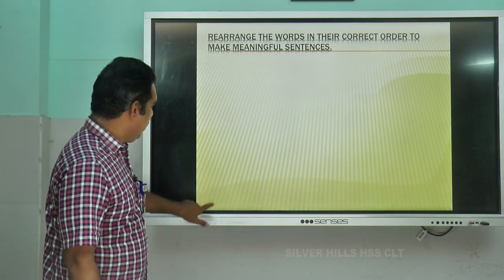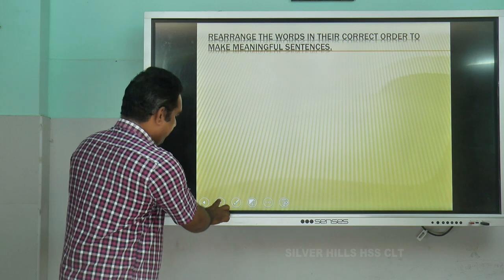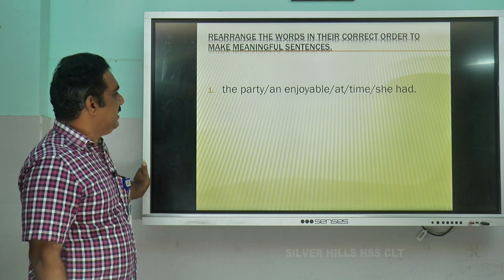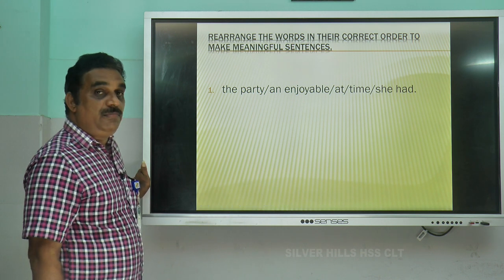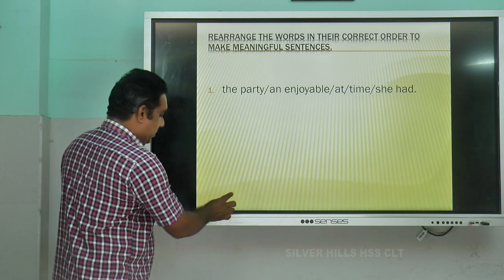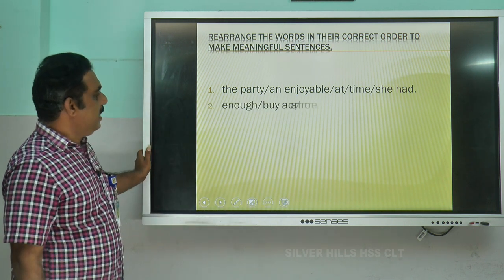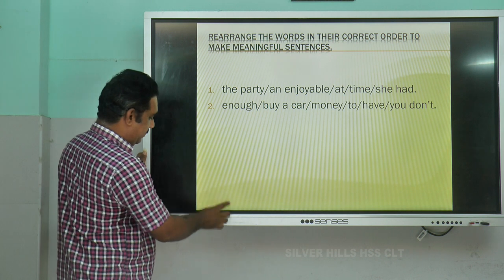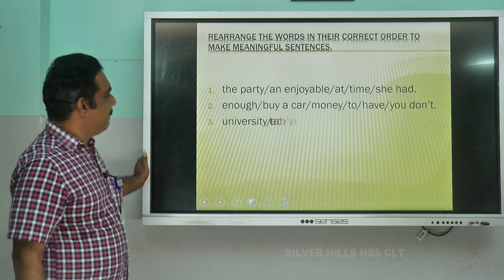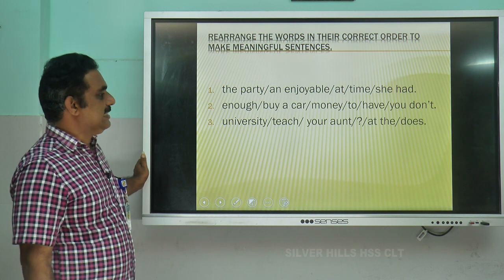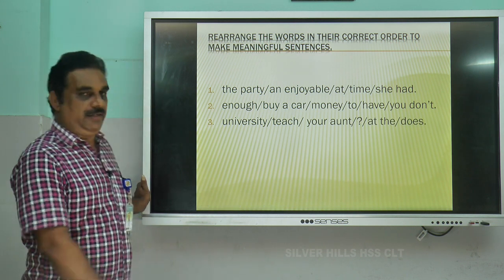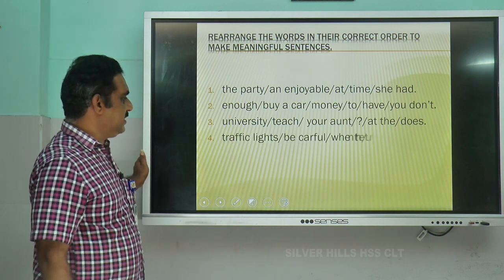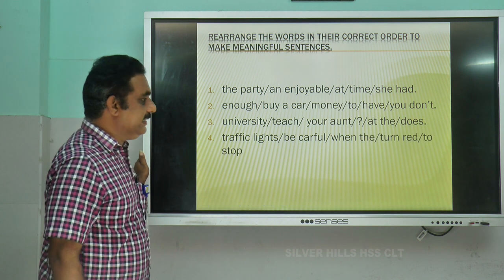First one, I'll give you the first set. See, how can you make this meaningful sentence? The party an enjoyable at time she had. Think about that. Now the second one is enough buy a car money to have you don't. And third one is university teach your aunt at the desk, and there is also a question mark. Now next one, traffic lights, be careful when the turn red to stop.